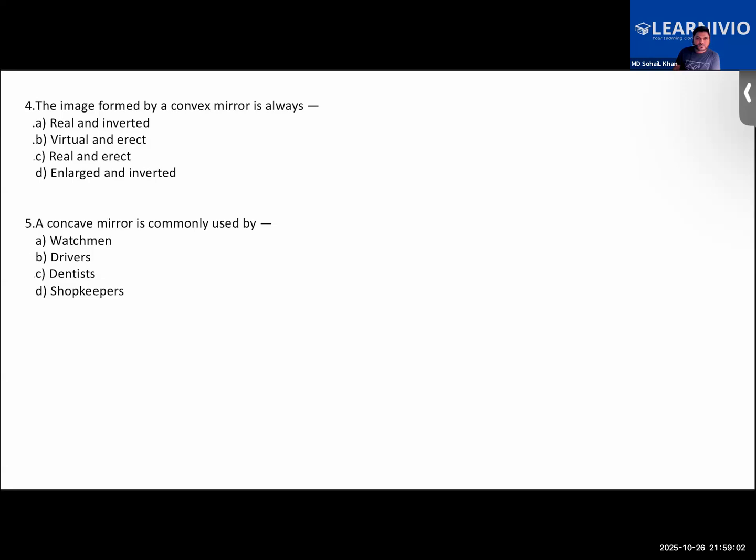I told option B. Option B, that is virtual and erect. Correct. No matter where the object is placed in front of the convex mirror, it always forms a virtual and erect image, and also the image size is smaller. Understand that thing. It is always smaller than the object. Okay, now the next question.